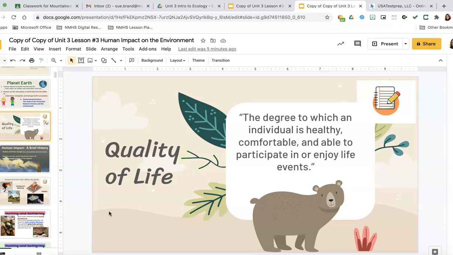So what is quality of life? Quality of life is the degree to which an individual is healthy, comfortable, and able to participate in or enjoy life events.